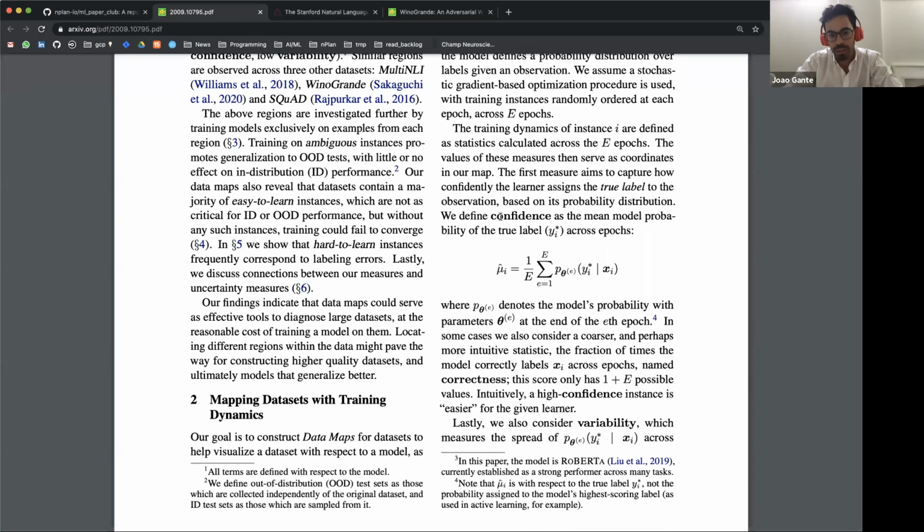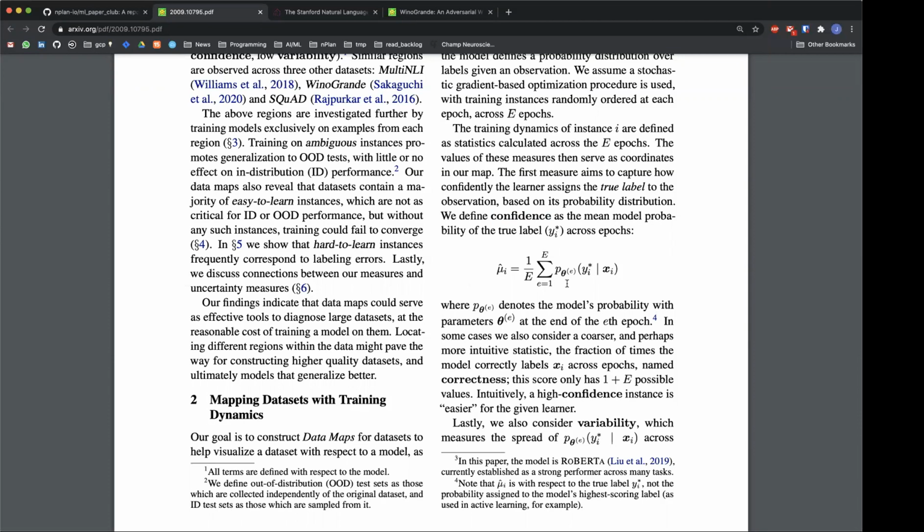The first metric on the x-axis is the confidence. It is the mean of the model probability of the true label across epochs. So you train an epoch, you collect the confidence, you train another epoch, and so on and so forth. And you can build the confidence for each sample.